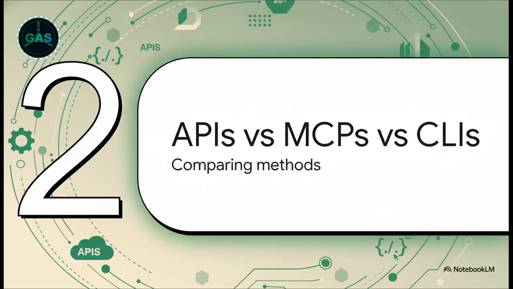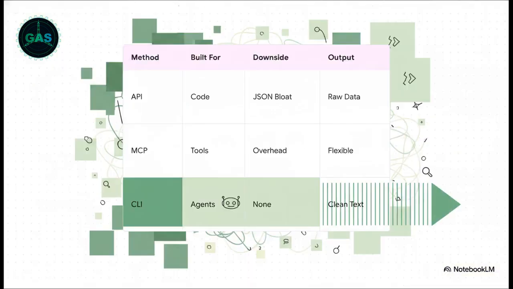Section 2. APIs versus MCPs versus CLIs, comparing methods. Let's cut through the acronym soup for a second and look at exactly what each method was originally designed to do. APIs are fantastic, don't get me wrong, but they give these huge, raw JSON responses meant for traditional code to parse, not agents. Then you have MCPs, Model Context Protocols, which recently broke onto the scene. They're great for tool discovery, but they force your agent to load up descriptions for a massive catalog of tools it isn't even using. That just wastes tokens.